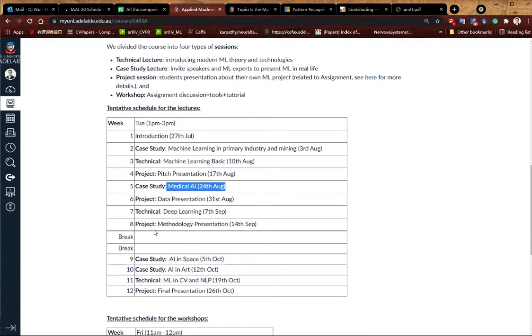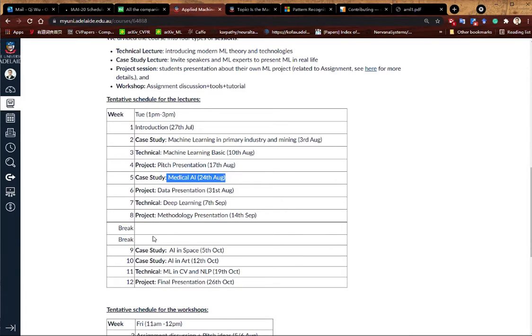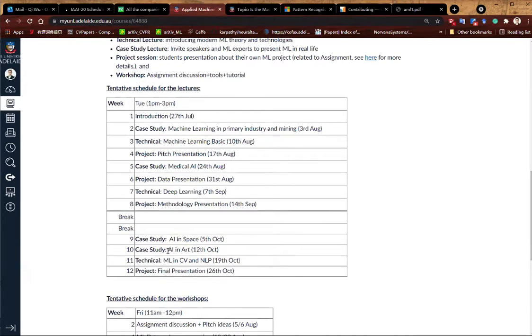We also have the case studies, like AI in space and AI in art. A group of people at AIML, the Australian Institute for Machine Learning, are studying how we can use machine learning algorithms and artificial intelligence in space, to help us identify satellites and clean our environment. And AI in art is also a very interesting topic: how can we use AI to generate different art styles, pictures, and music?